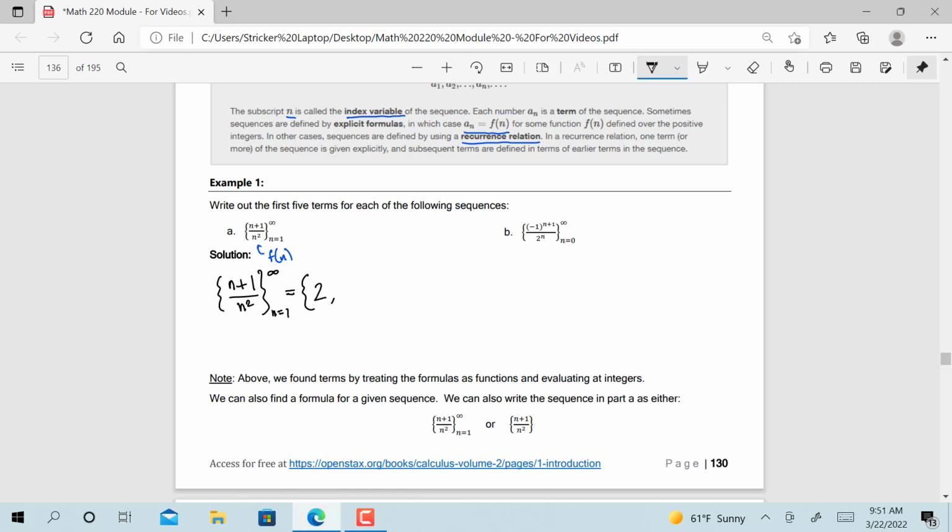Now we move on to 2. When n equals 2, you get 2 plus 1 is 3, over 2 squared is 4. And we can keep going. If n equals 3, you get 3 plus 1 is 4, over 3 squared is 9. You need 2 more terms. The next one is going to be 5 over what? 4 squared is 16. And then we have 6 over 25. This is an infinite sequence, so dot, dot, dot, it keeps going.